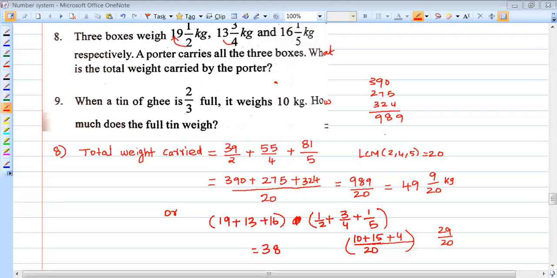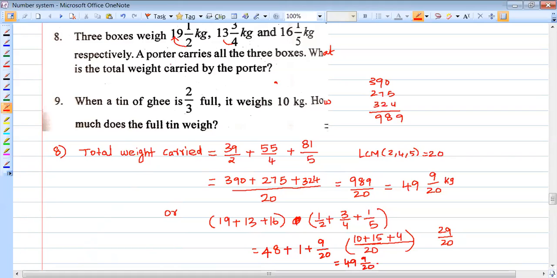One minute. Sorry, this is 19, not 29. I am sorry, a very simple mistake I made. So 19 plus 13 plus 16 here gives 48. Plus 29/20, which we can write as 1 plus 9/20. So the answer is 48 plus 1, 49 9/20.